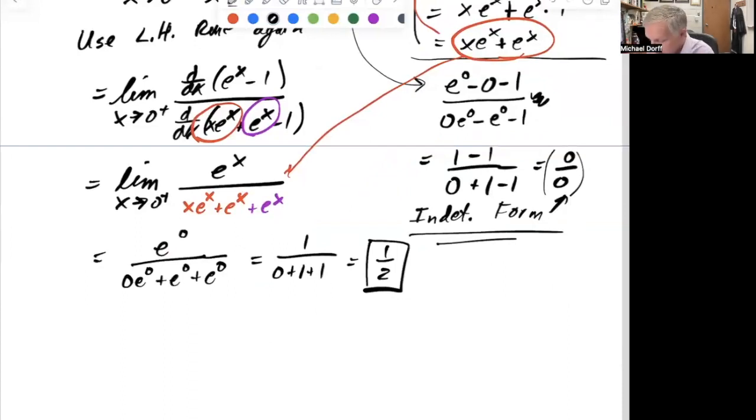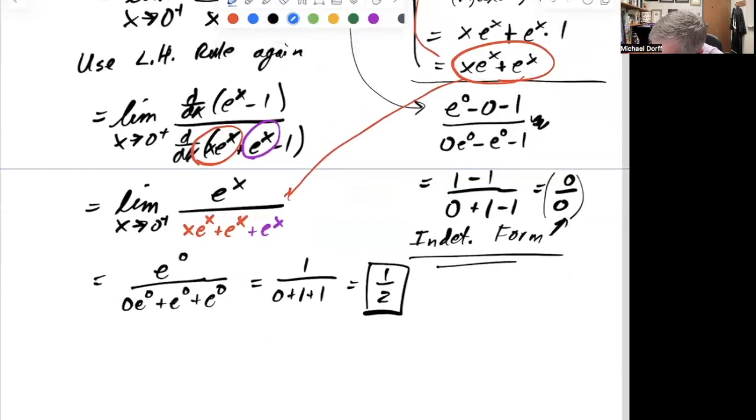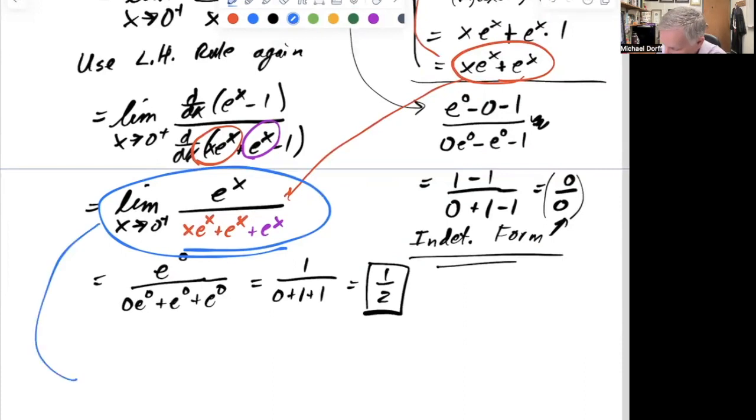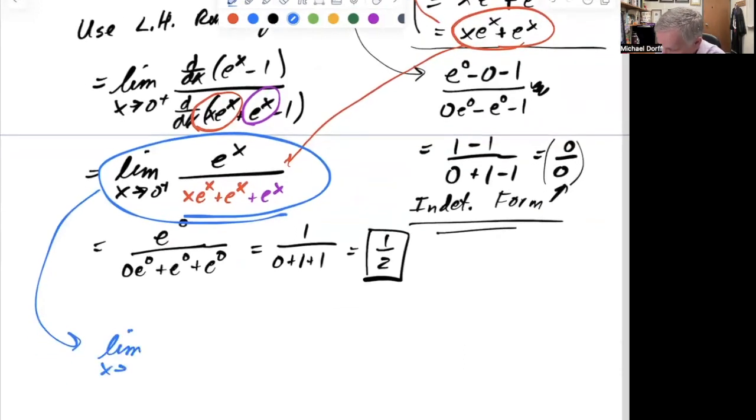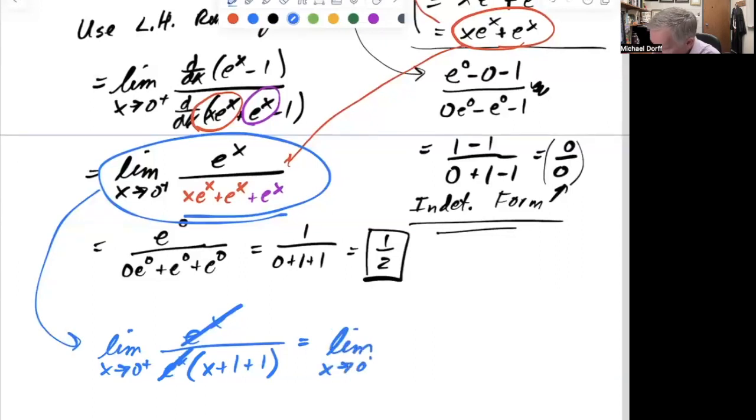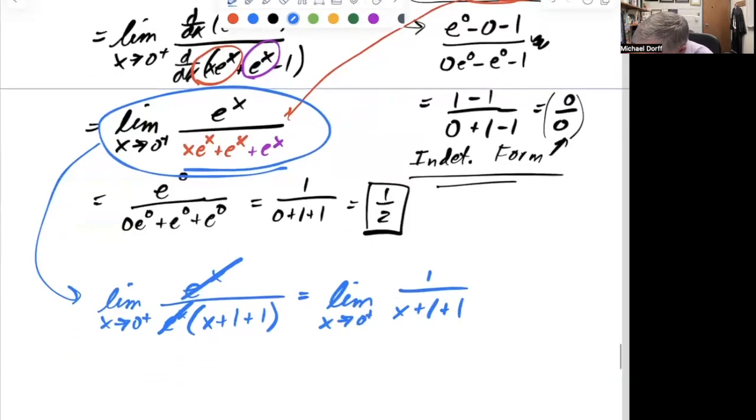Some of you may say, well, when I was at this stage that I'm going to circle in blue, could I factor out an e to the x in the top and the bottom? Yes, you could do that. If you wanted to, you could factor out an e to the x in the top. And in the bottom, when you factor out e to the x, you have x plus 1 here. And then the e to the x's cancel out. So then you have the limit as x goes to 0 from the right of 1 over x plus 1. You substitute in the 0 there, then you get 1 over the quantity 0 plus 1 plus 1, which is going to be 1/2, and you get the same answer.